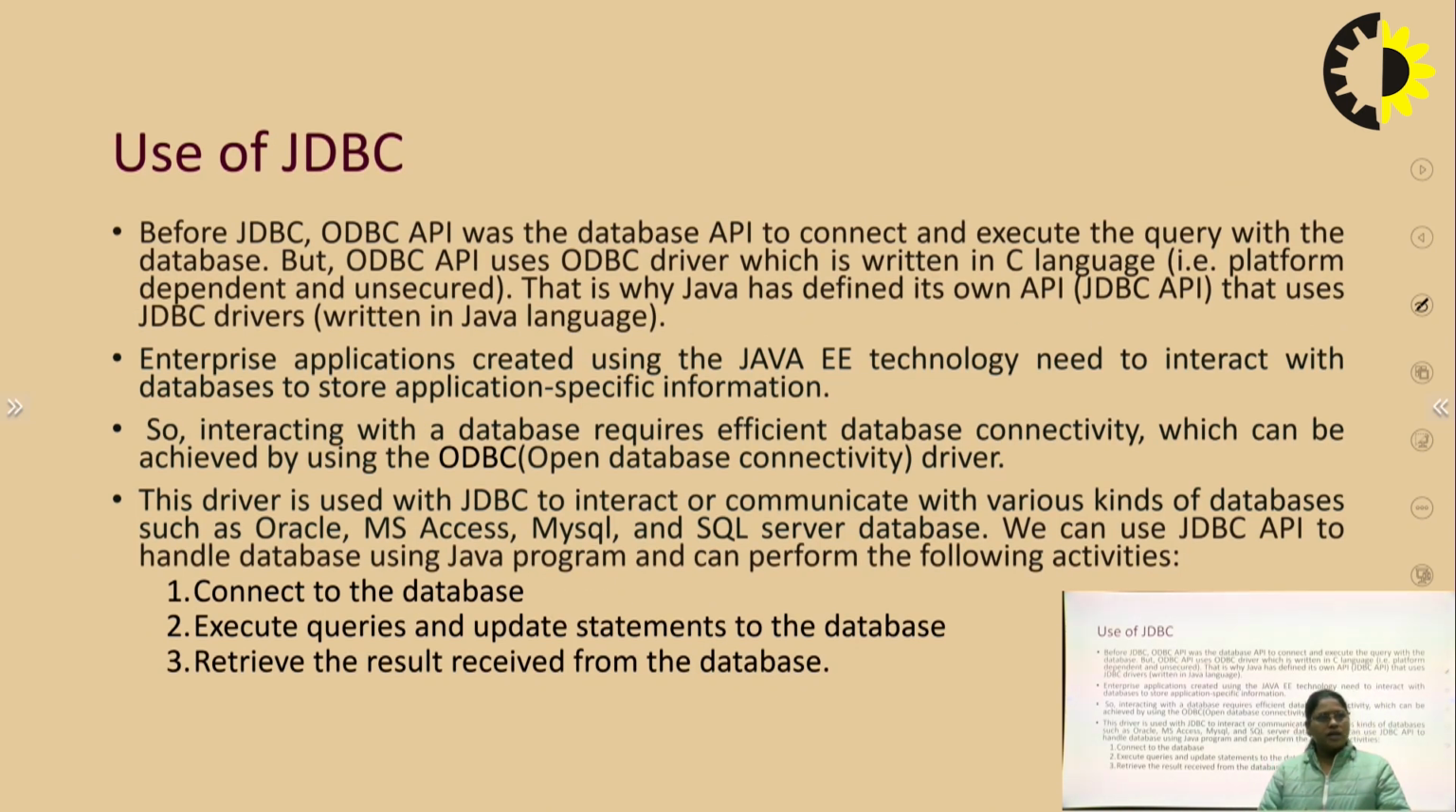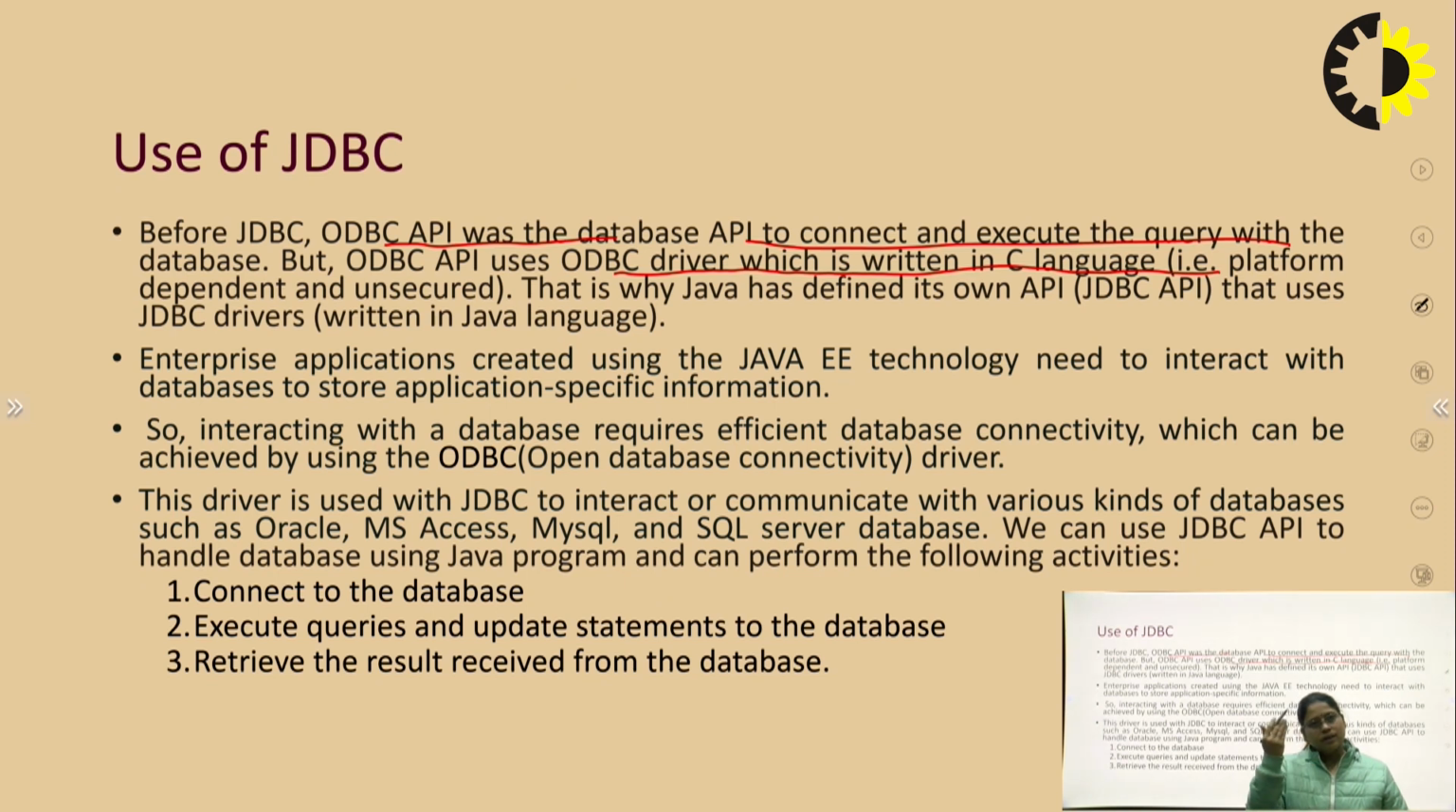Now, what is the use of JDBC? As we told you, before JDBC we used the concept of ODBC. ODBC was also an API, similar to JDBC. It was used to connect and execute queries with the database. But in the ODBC API, the drivers used in ODBC connectivity are written in C language, which is platform dependent or unsecured. That's why there is a need for some secure, independent platform.